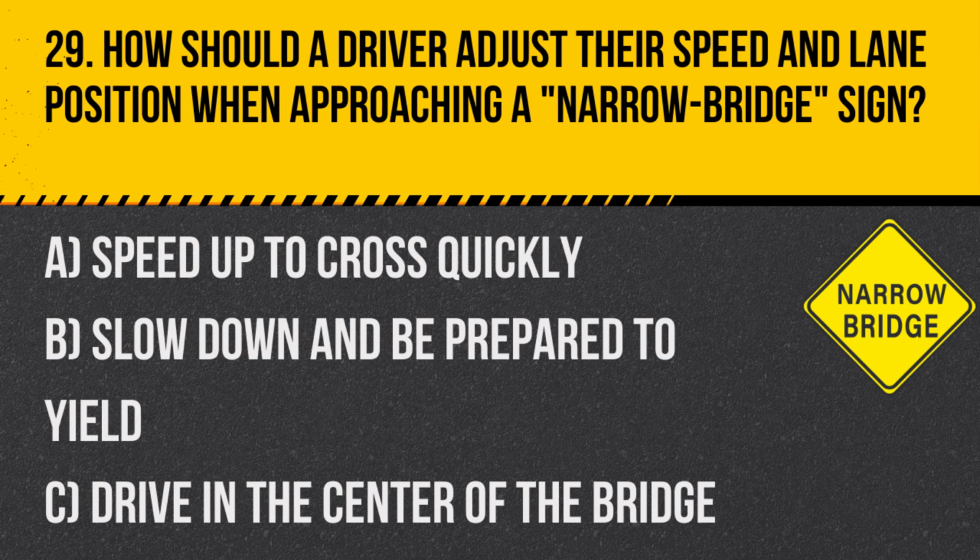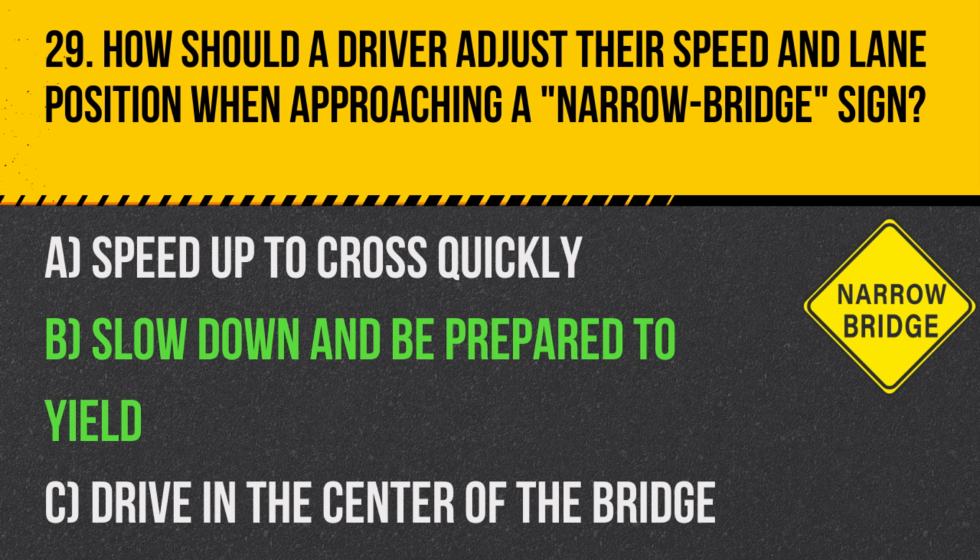Question 29. How should a driver adjust their speed and lane position when approaching a narrow bridge sign? A. Speed up to cross quickly. B. Slow down and be prepared to yield. C. Drive in the center of the bridge.